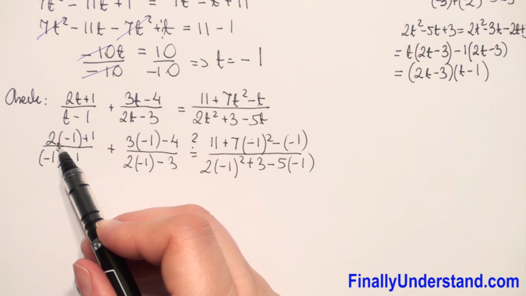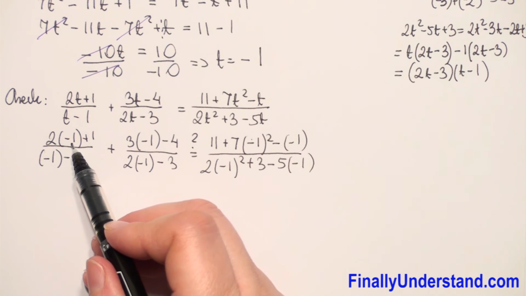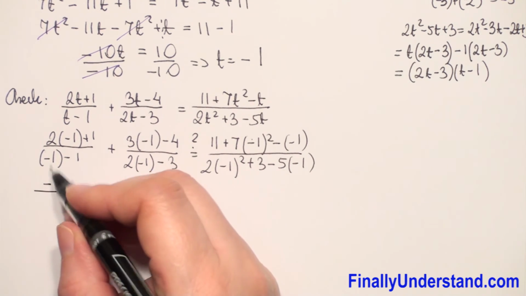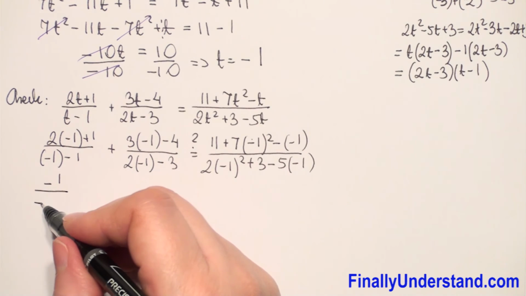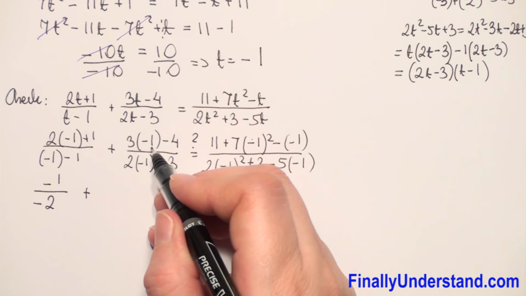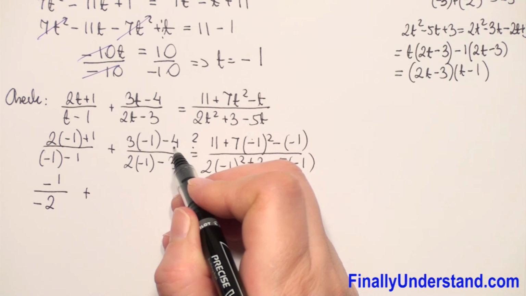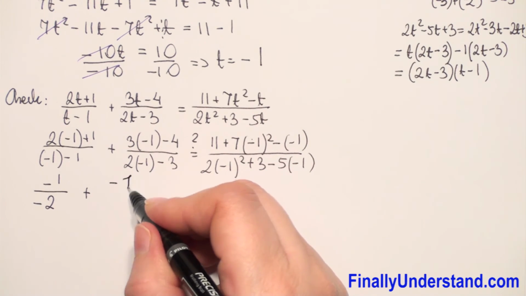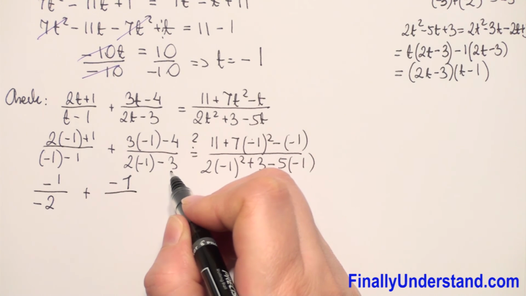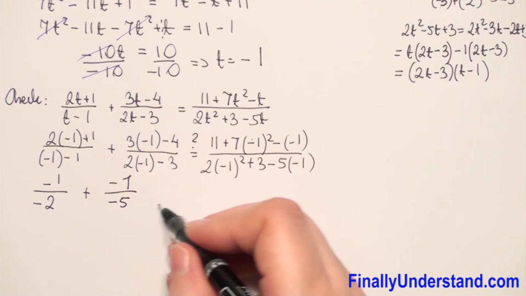First we have to do multiplication. 2 times negative 1 is negative 2, plus 1 is negative 1, over, negative and negative, so it will be negative 2 plus 3 times negative 1 is negative 3, and negative 4, so this is negative 7, over 2 times negative 1 is negative 2 and negative 3, so this is negative 5.